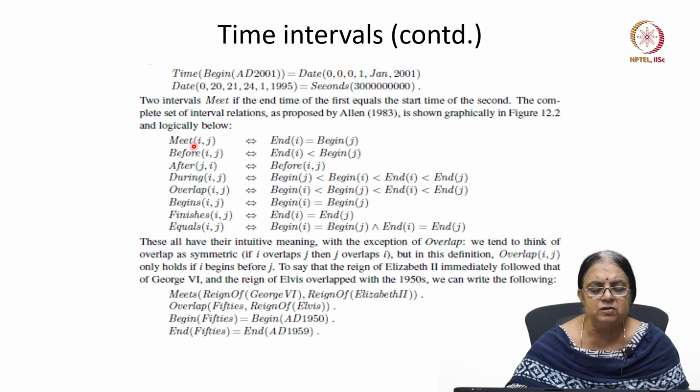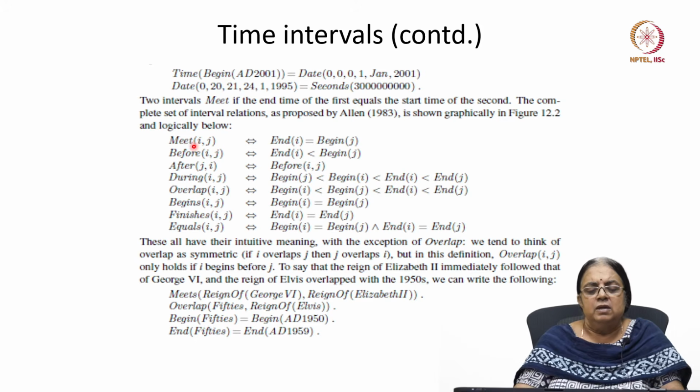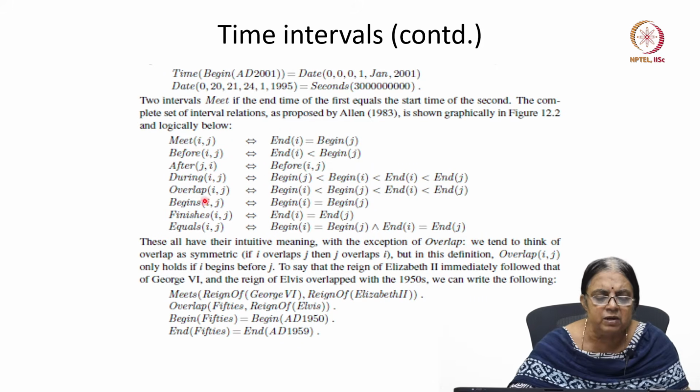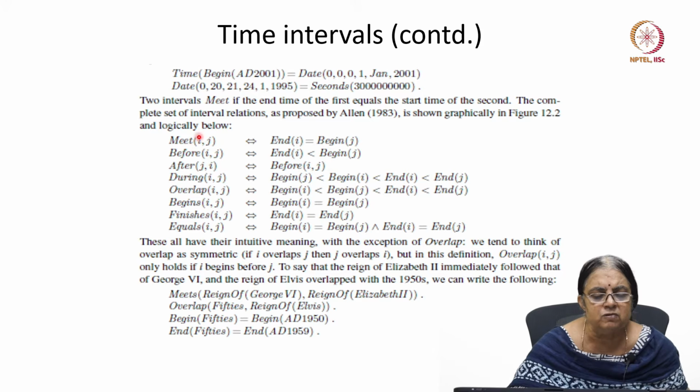Another thing is if you consider 2 intervals, there are things like do those 2 intervals intersect each other, do they meet each other, etc. So here we can talk about these things. When you say 2 intervals i and j meet each other, it means the end of interval i is the beginning of interval j. Before: if i comes before j, then the end of interval i is occurring before the beginning of interval j, and similarly after j, i.